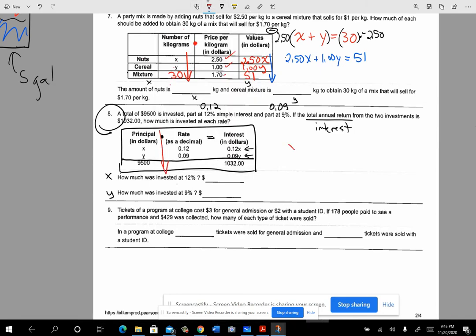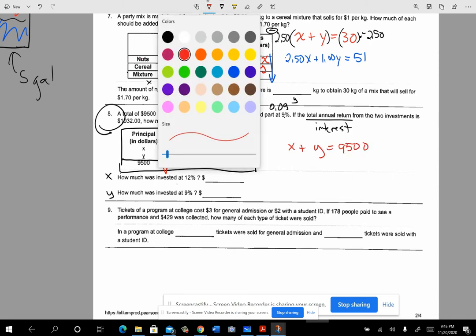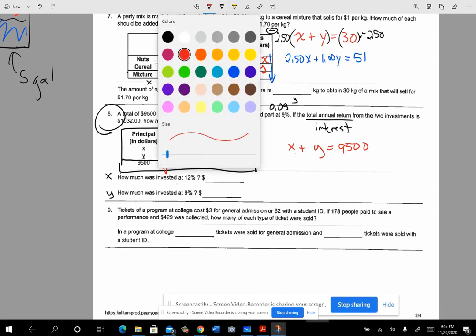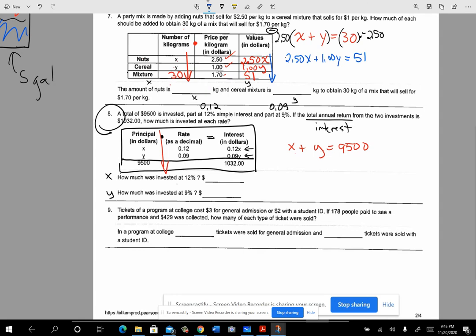And then your equations are going to come from these first. The x, we know the x plus y would have to equal the 9,500. So that's the amount invested at each would have to equal the total amount, since those were our only two investments. And then the interest earned on the first investment plus the interest earned on the second one should equal the total amount of interest earned. So there's your system.